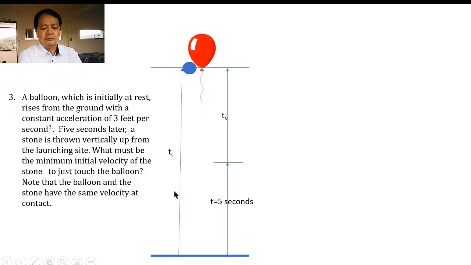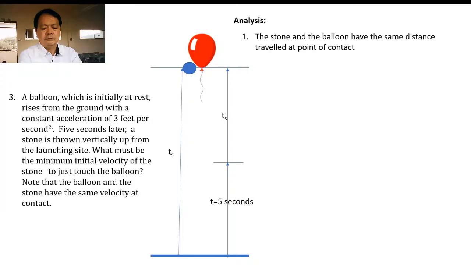Okay, so let us have an analysis from the scenario. Una, tingnan natin mabuti. How are you going to explain the distance that the balloon and the ball has traveled? If the ball is able to touch the balloon, ang ibig sabihin nun, okay, the ball and the balloon have traveled the same distance. So that's one analysis that we can have. The stone and the balloon have the same distance traveled at the point of contact. Otherwise, they would not meet. They would not be in contact. Although the time of travel may be different, the distance that they have traveled at the point of contact are the same.